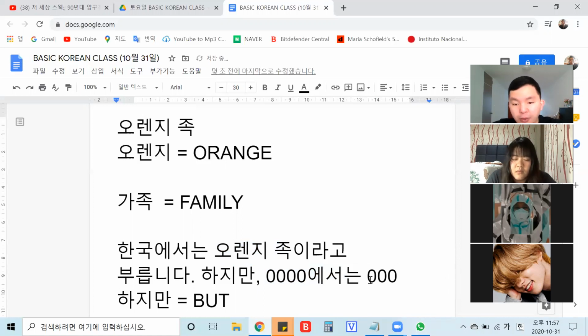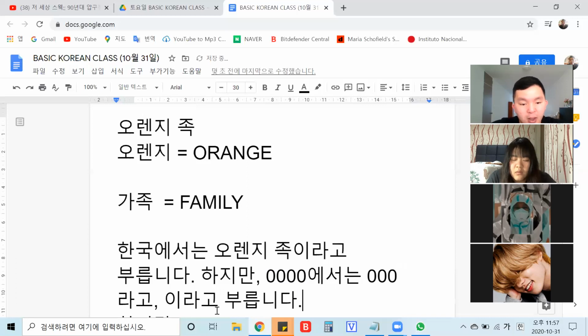If you don't know how to say another way to say 오렌지족 in your country's language, just try to make it in Korean, or you can ask me for help. I will help you make it in Korean. So continue. 라고 or 이라고 depends on the word, then 부릅니다. As I said, this means to call this blah blah blah in my country, where blah blah is your country's word. So you're going to make a sentence with this one, continuing from the first sentence.